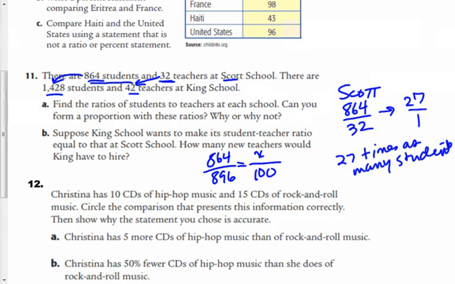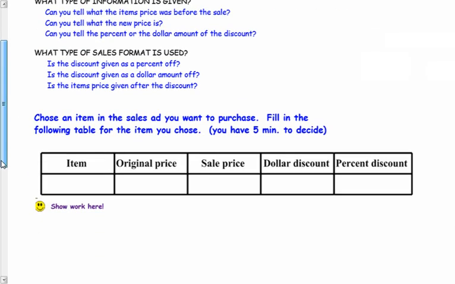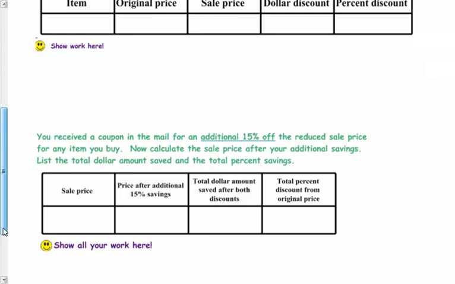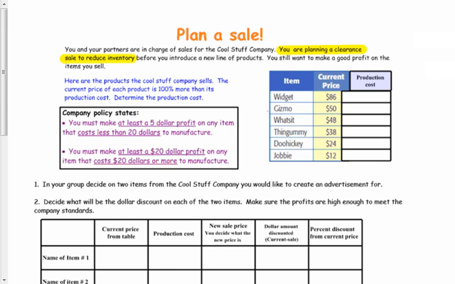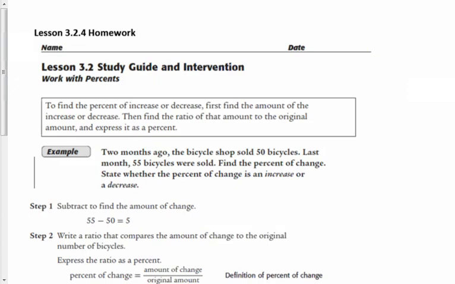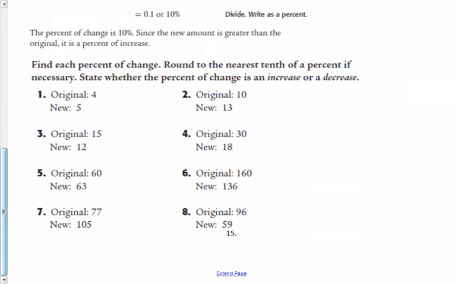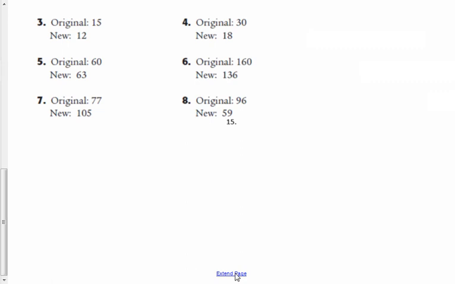I'm going to move to the next page, page 15, and do numbers 7 and 8. And that's finding the percent increase or decrease. I just wanted to remind you how to do this, in case you forgot. When you're finding a percent increase, what is the percent increase going from this original amount to this new amount?